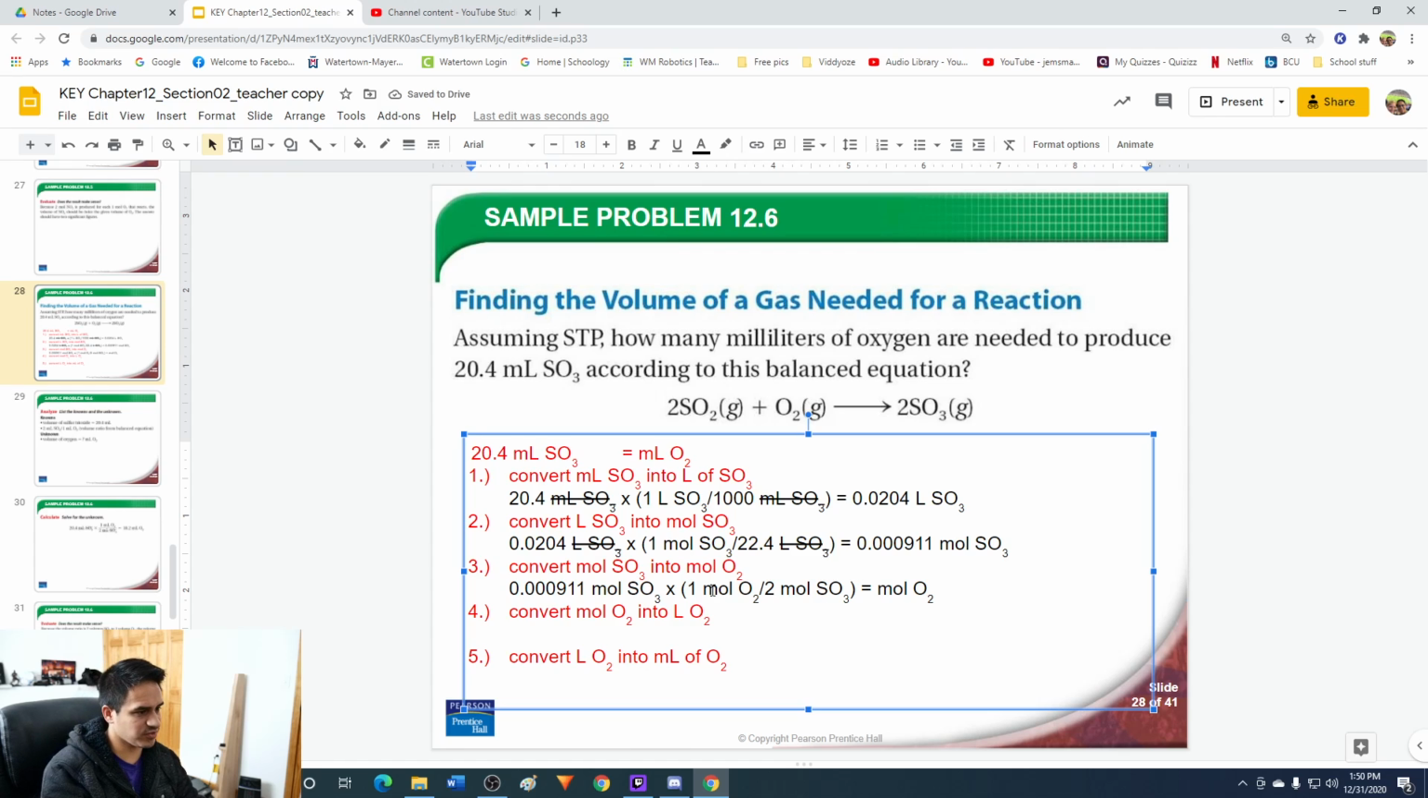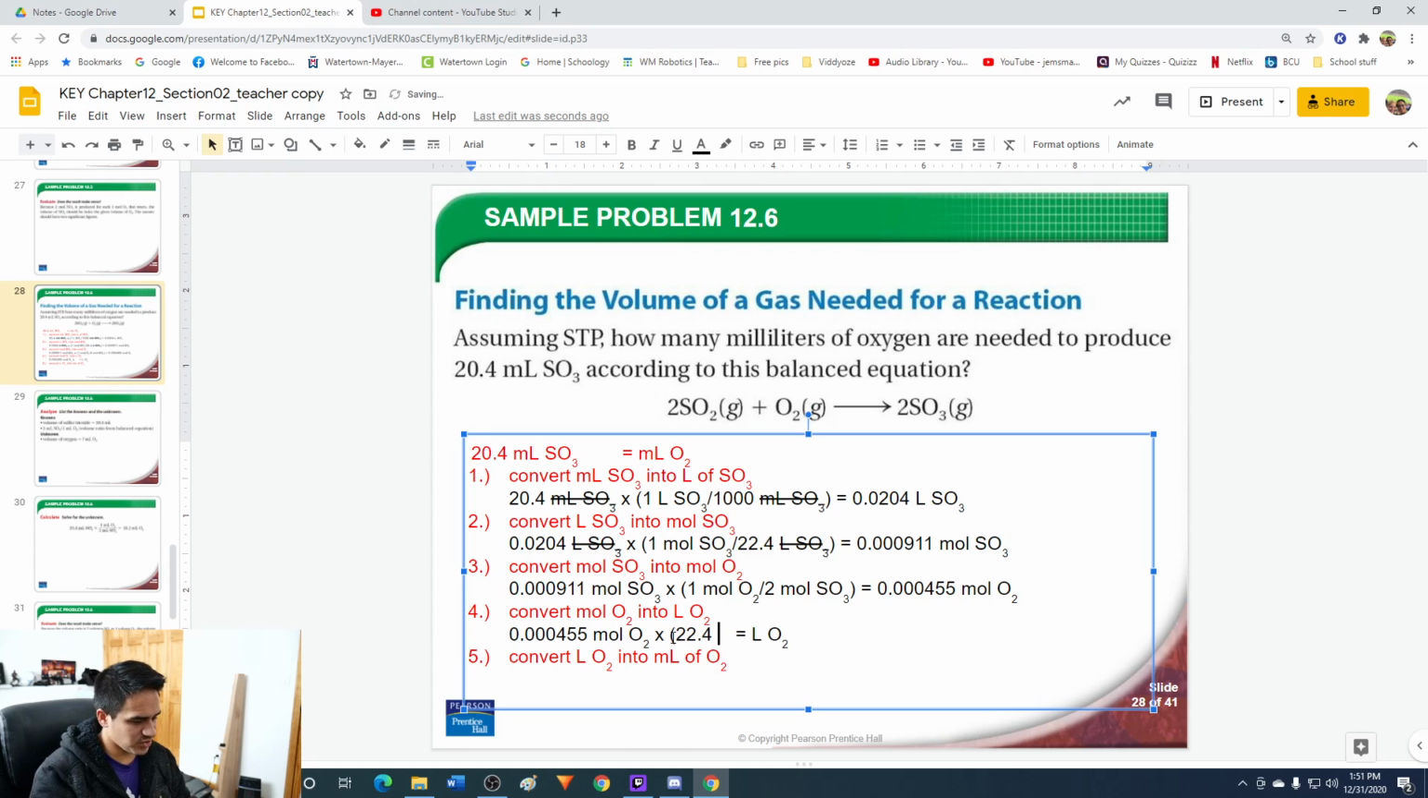So take our answer from previous, and we're going to basically just divide that by 2. So now we get 0.000455 moles of O2. We're going to take now finally those moles of O2 and convert them into liters of O2, which isn't our final answer because we need to get that into milliliters, but we'll use our molar volume to do that. So it's the same conversion that we did right here in step 2. We just got to flip the conversion.